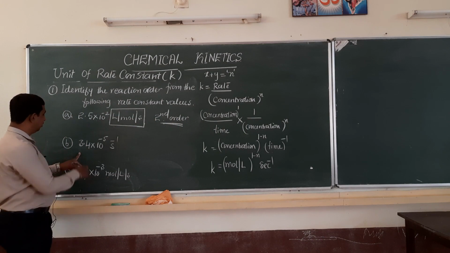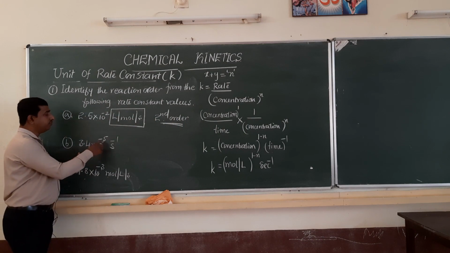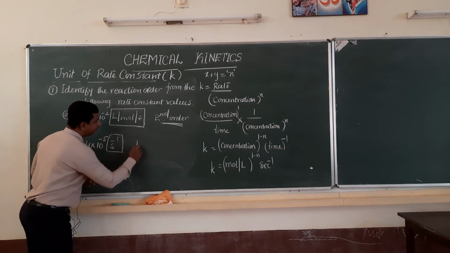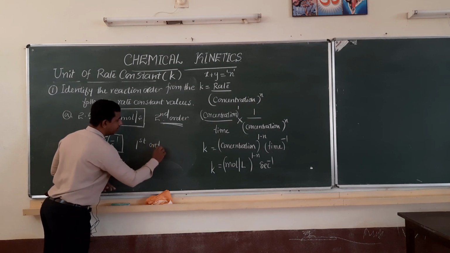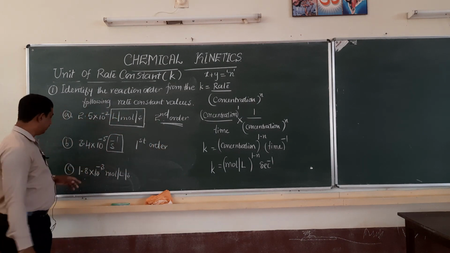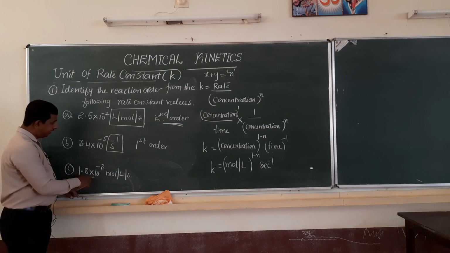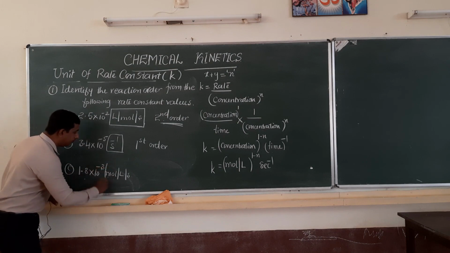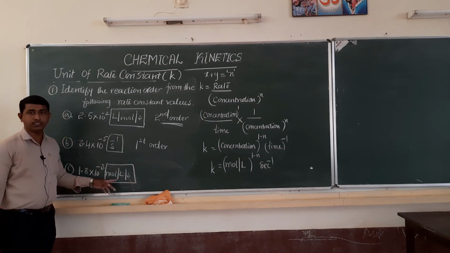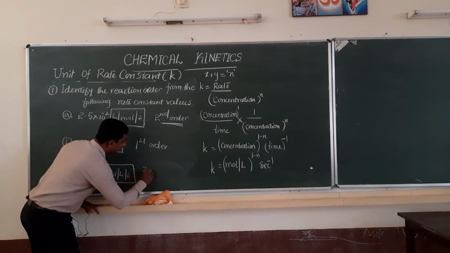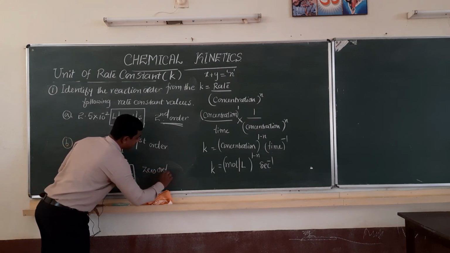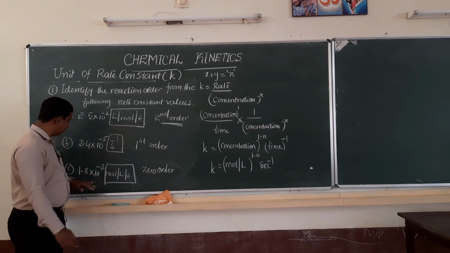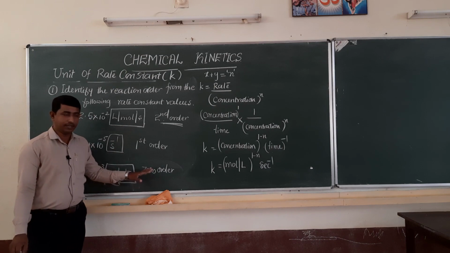Check the second one. See, 3.4 into 10 to the power minus 5 per second. Per second is the unit for first order reaction. So answer, it is first order. Third one, 1.8 into 10 to the power minus 3 mole per liter per second. Mole per liter per second, this is the unit of rate constant for a zero order reaction. So answer, it is zero order. So first one, it is second order reaction. Second one, first order reaction. Third one, it is zero order reaction.